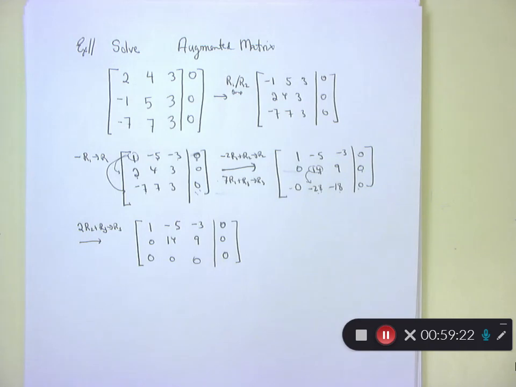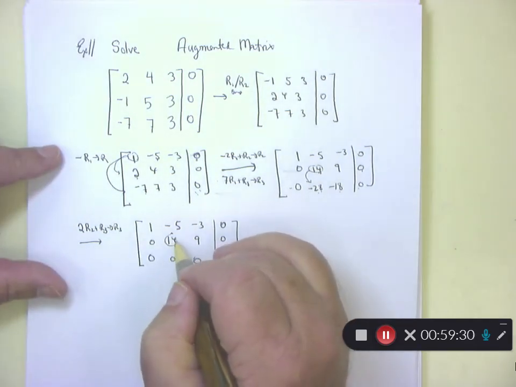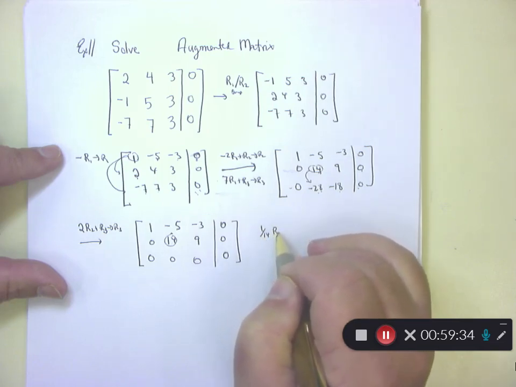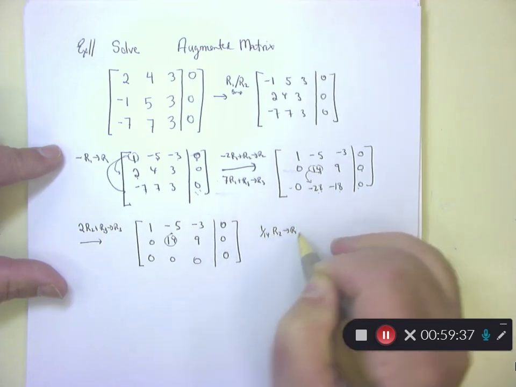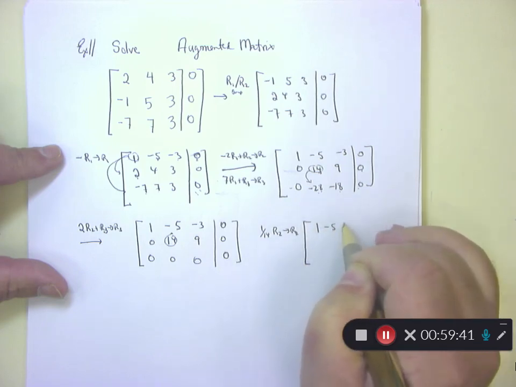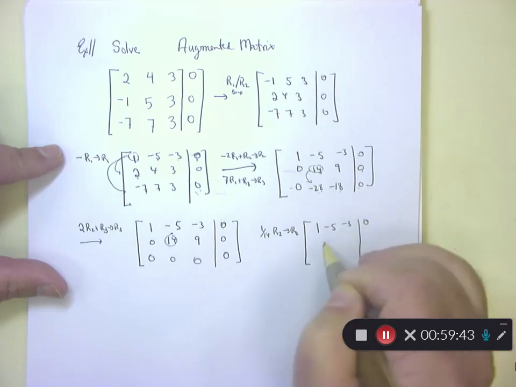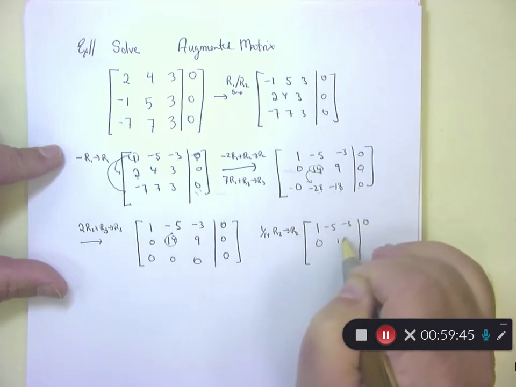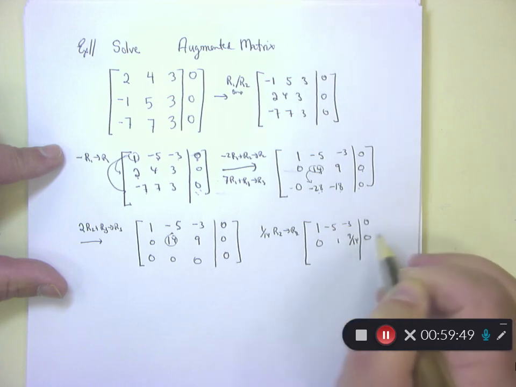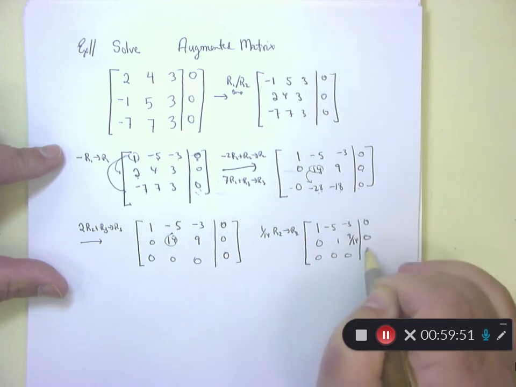What'd you do now? Well, I'm going to make him a pivot. I'm going to do 1/14. I'm sorry, but at some point, it's going to happen to you. Make him a pivot. So divide by 14. So I get 1, -5, -3, augment 0, 0, 1, 9/14. What is 0 divided by 14? That's 0. And 0, 0, 0, 0.